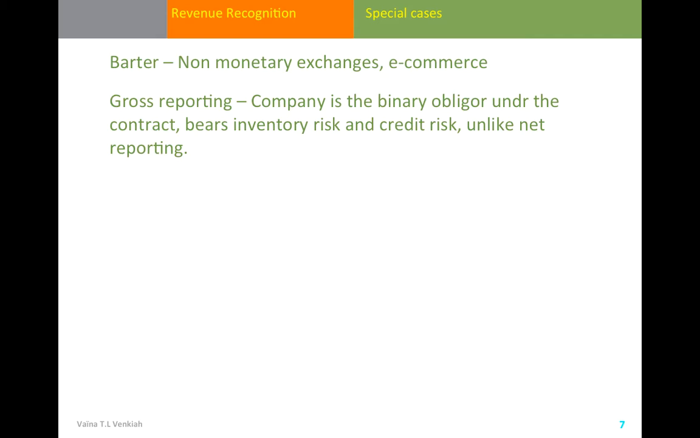And then you have the barter system. In this, you have non-monetary exchanges, for example in e-commerce. And you have gross reporting. The company is the primary obligor under the contract, bears inventory risk and credit risk, unlike net reporting.